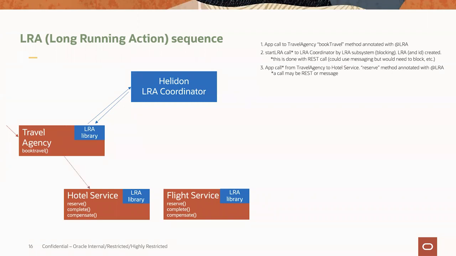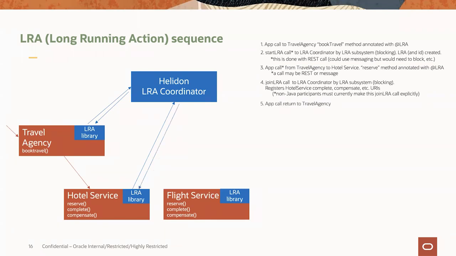The travel agency then makes an application call to the hotel service to reserve the hotel, and the LRA library on this service calls the Helidon coordinator to join the Saga or LRA and returns, and the response is returned to the travel agency. And then the same thing for any other participants. And this can happen in parallel.